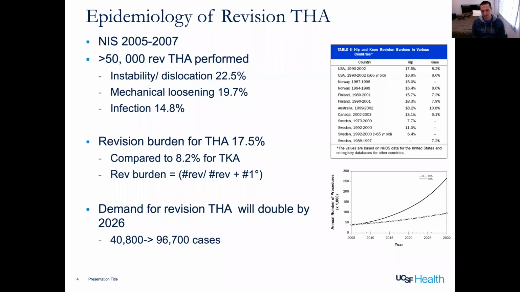I suspect as highly cross-linked polyethylene becomes the predominant bearing surface for patients who have had their hips in for a long time, then infection will probably eclipse mechanical loosening. What's interesting to note too is that the revision burden for total hip arthroplasty is actually higher than for total knee, meaning even though there are more total knees out there, a higher percentage of patients with a hip need to be revised than for total knees over time. This is largely due to probably mechanical loosening over time.